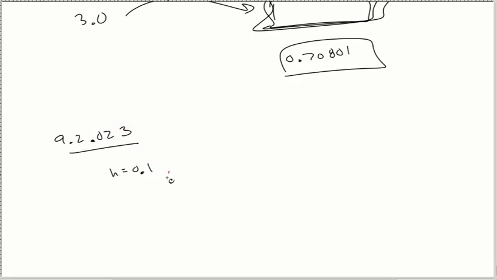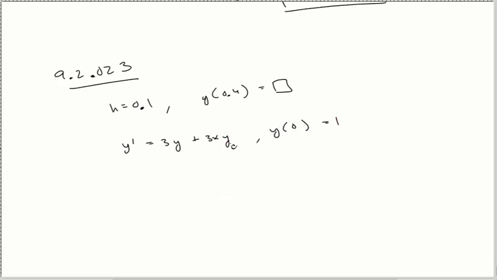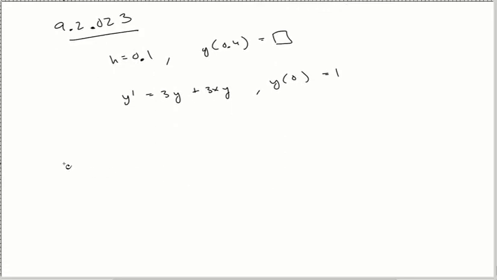H is equal to 0.1. I have y of 0.4 is what they want. They give me that y prime is equal to 3y plus 3xy, and they're starting us out at y of 0 equal to 1. So notice that we're jumping by 0.1, and we need to get to 0.4. Well, what we're doing is like 4 or 5 different jumps, and we should be done. And this is my crazy formula thing, so let's do this thing.